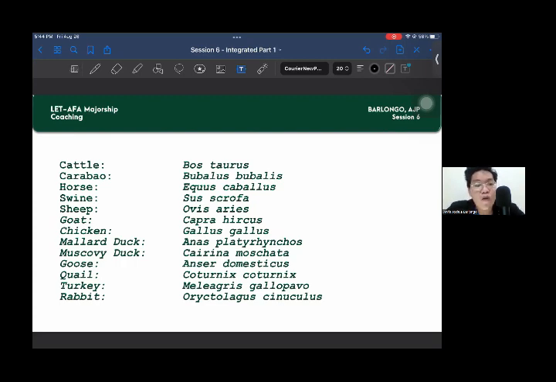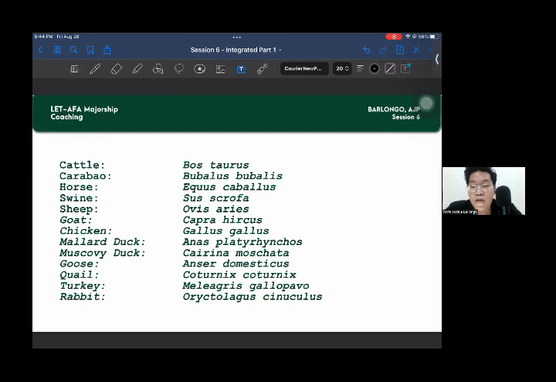Next is carabao, Bubalus bubalis. You can take note of this. Swine, we have Sus scrofa. Sheep is Ovis aris. Goat is Capra hircus. Chicken, Gallus gallus. Mallard duck, Anas platyrhynchos. Muscovy duck, Cairina moschata. Goose, Anser domesticus. Quail is Coturnix coturnix. Turkey is Meleagris gallopavo. And the rabbit, which is Oryctolagus cuniculus.